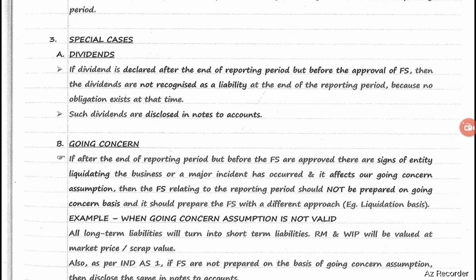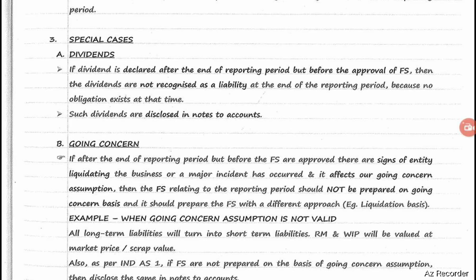Generally, dividend declared after balance sheet will be a non-adjusting event. If dividend is declared after the end of the reporting period, but before the approval of financial statements, then the dividends are not recognized as liability at the end of the reporting period because no obligation exists at the time of balance sheet date. That means the reporting period date. Such dividends are disclosed in notes to accounts only. So dividends declared after balance sheet date is a non-adjusting event. It will be disclosed in notes to accounts only.